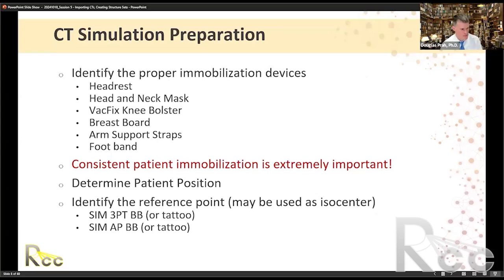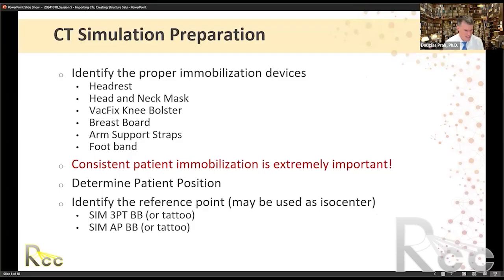So I think preparation for the simulation is probably one of the most important things that needs to be done. You need to identify the proper immobilization devices that you need, as I mentioned in that previous slide. And I want to highlight this: consistent patient immobilization is extremely important. You can get a great scan and it's very accurate, but if you can't set up the patient that way every day, it doesn't help you out in the long run, because if the patient isn't the way you expect them to be, then the dose calculation could be erroneous.